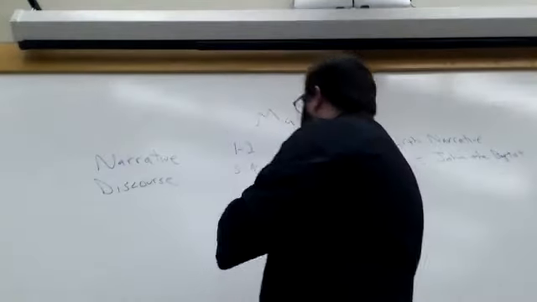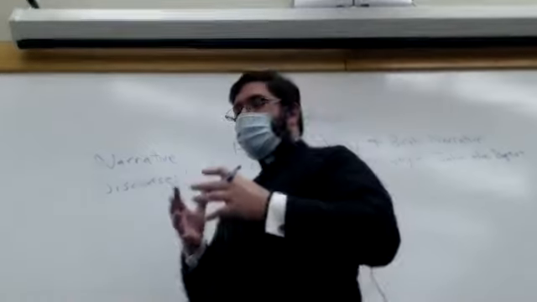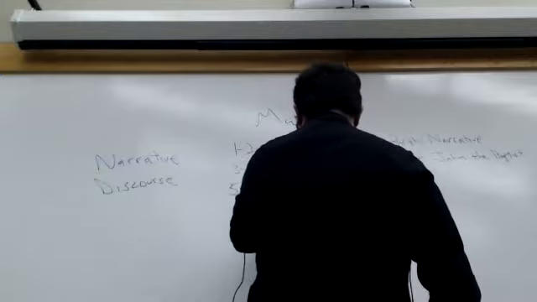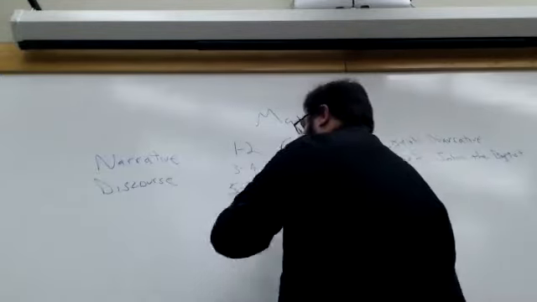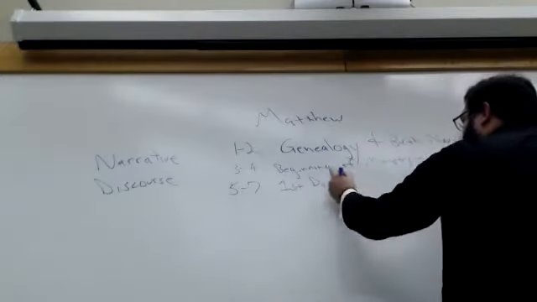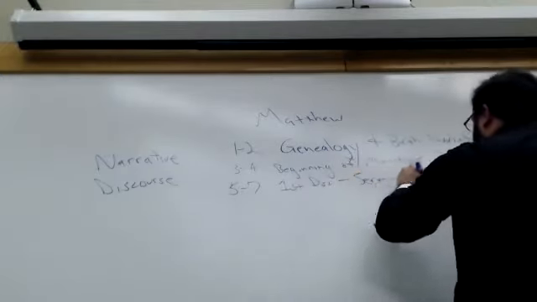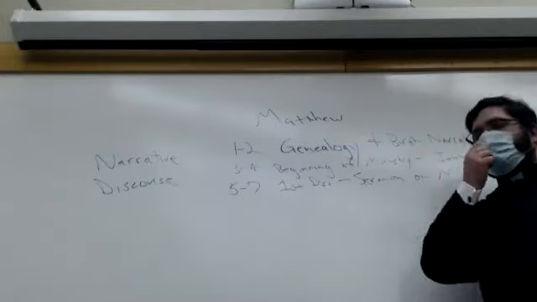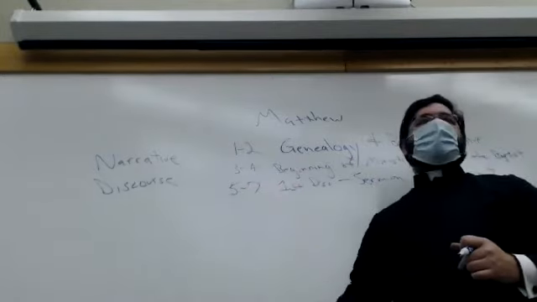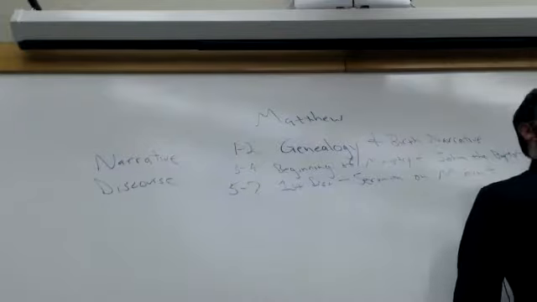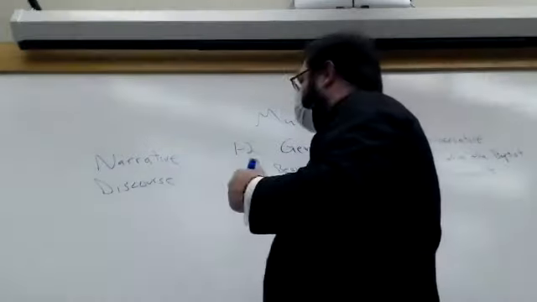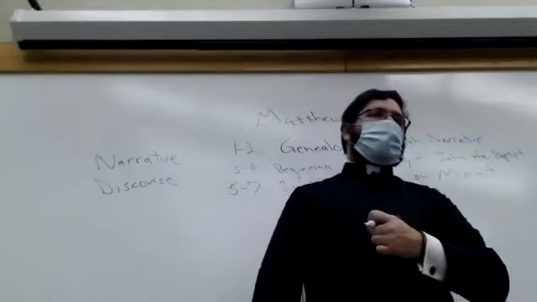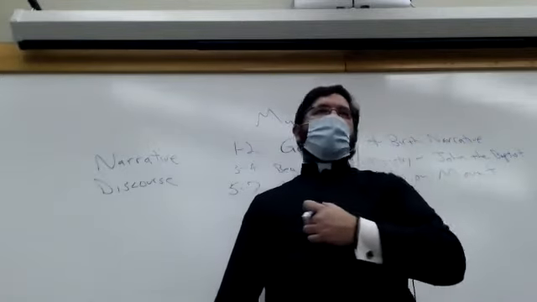After those initial calls, we then get the first major discourse, chapters 5 through 7. The first discourse. And this is the famous Sermon on the Mount. In these three chapters, 5, 6, and 7, this is where we will hear Jesus offer what are called the Beatitudes. Blessed are the poor in spirit. Blessed are the merciful. Blessed are the peacemakers. Blessed are the pure of heart.